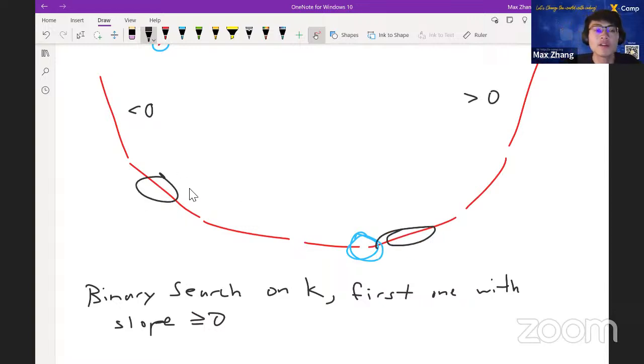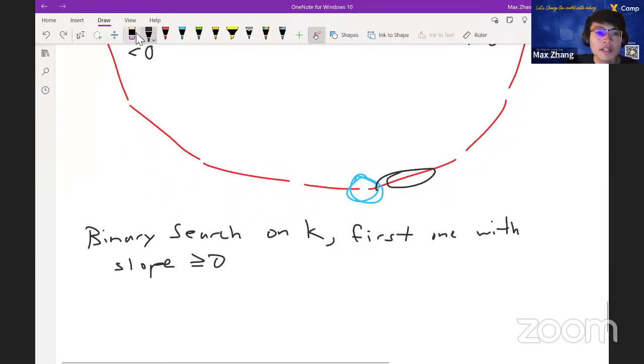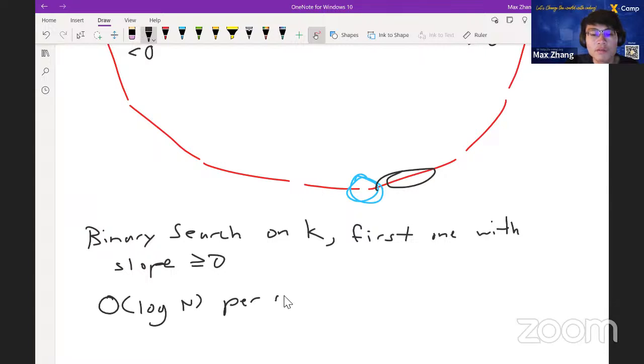If it's over here, slope is less than 0, we need to increase our bound. If it's over here, we need to decrease our binary search bound. So we're going to binary search for here. And then once we find this line, it's simply plugging into the cost function while picking y to be as far left as possible. And so in total, this is going to be log n per query, or n plus q log n in total.